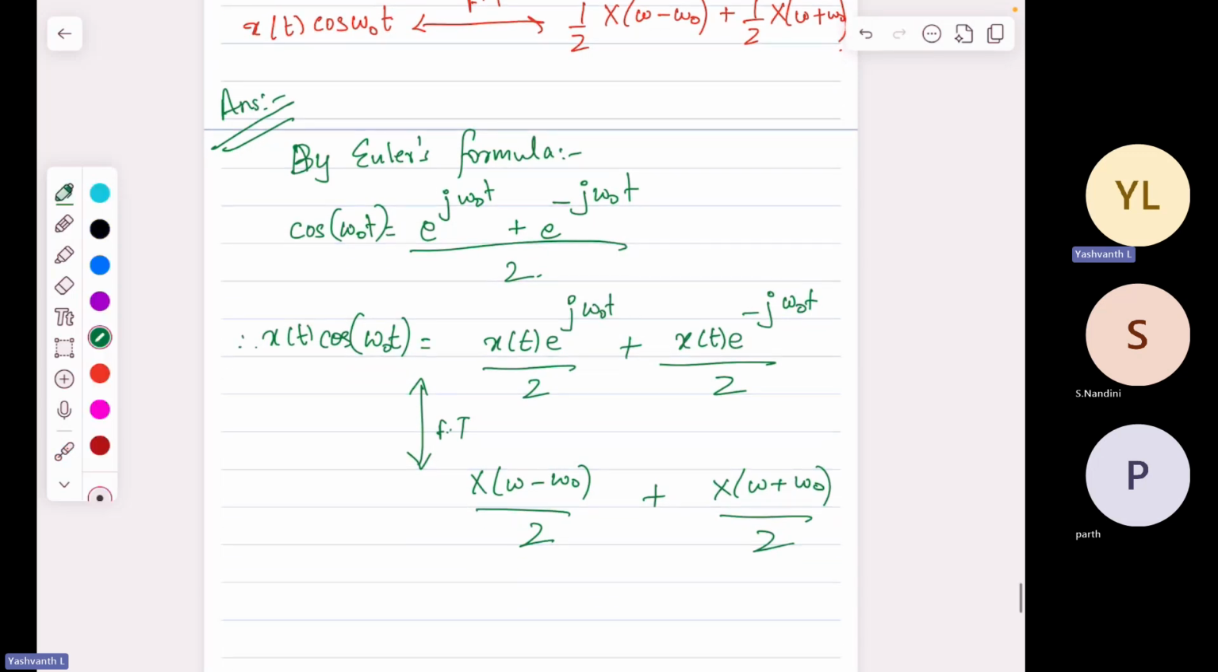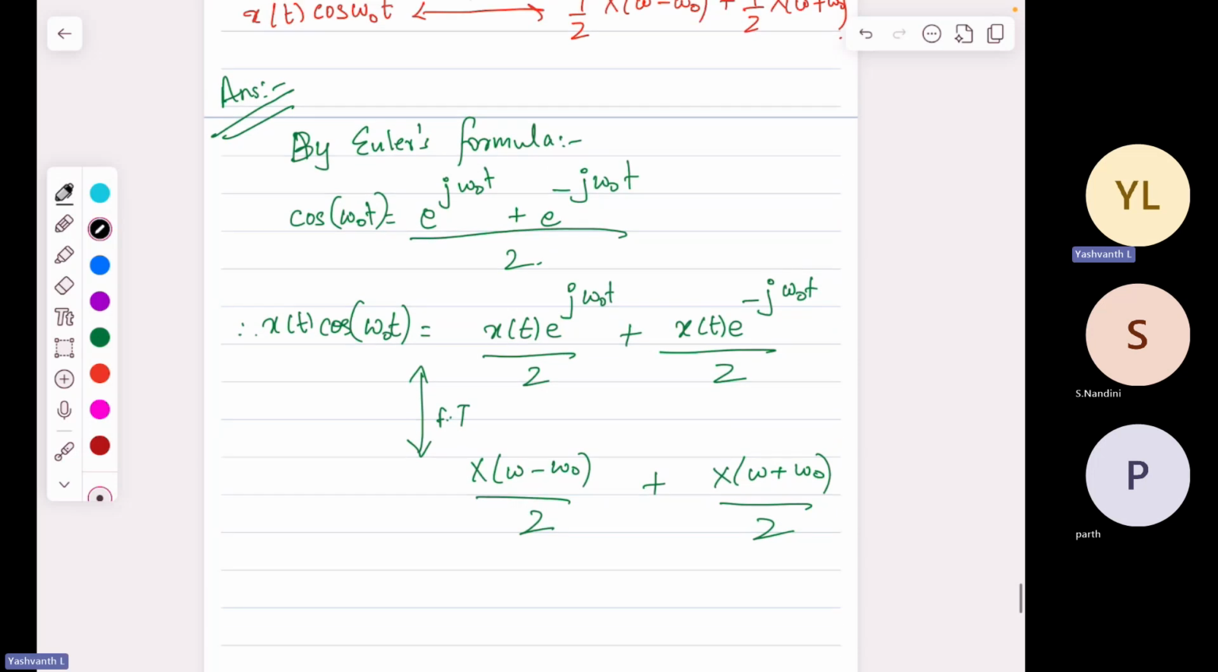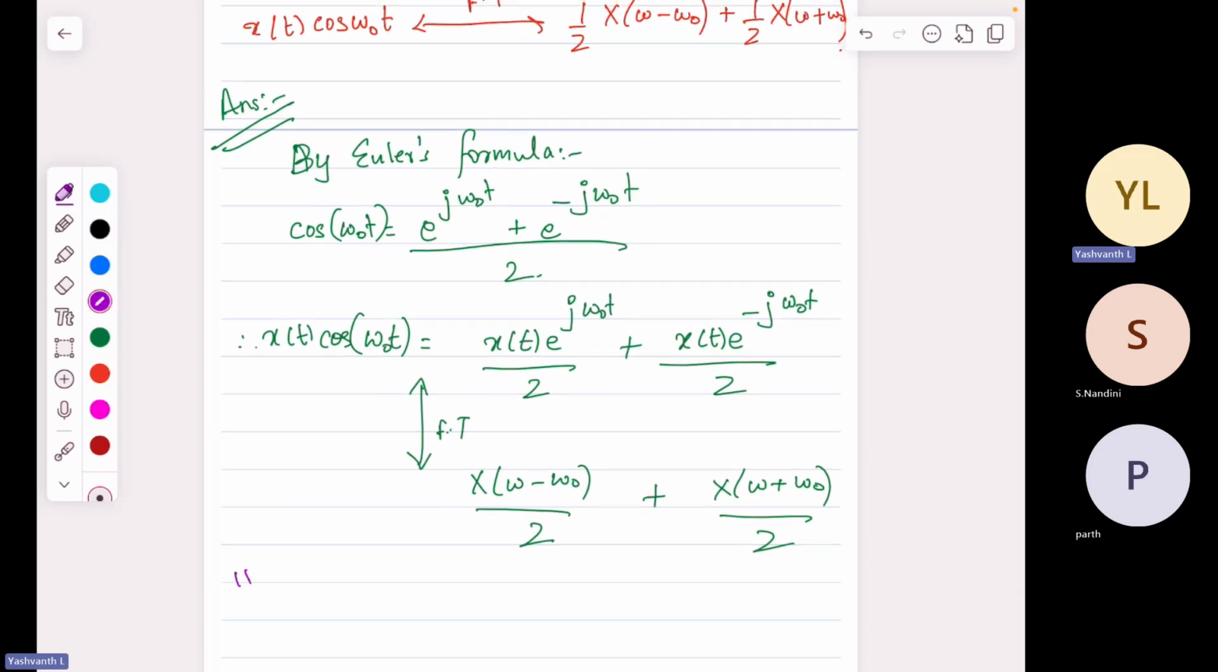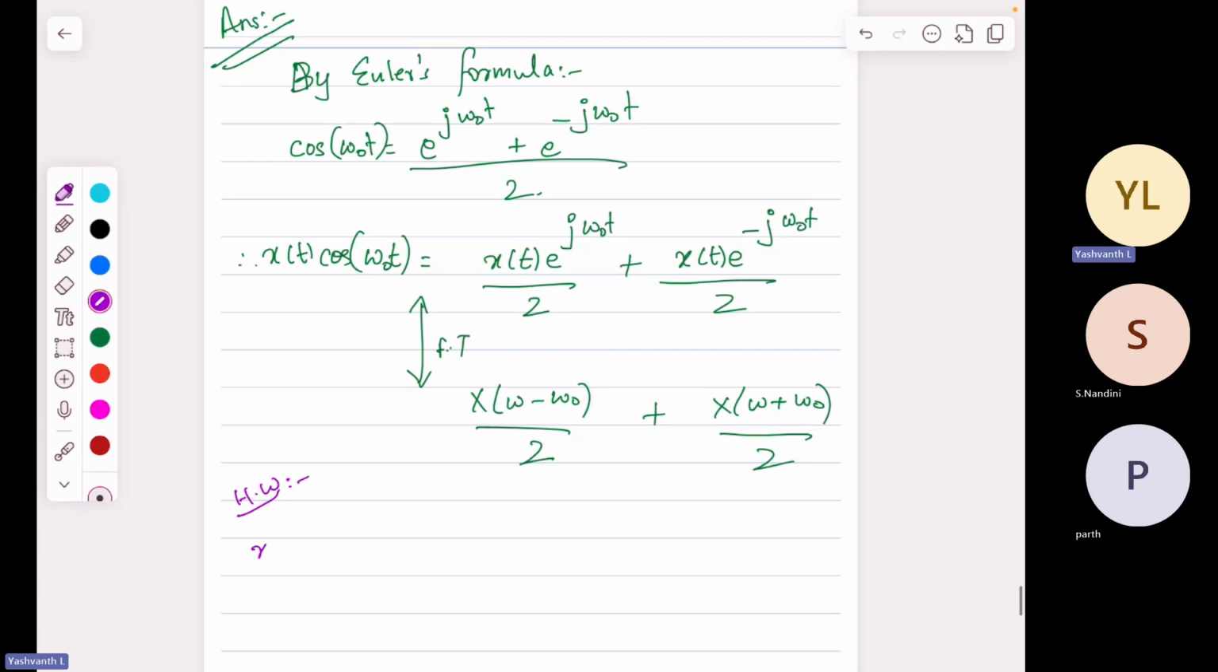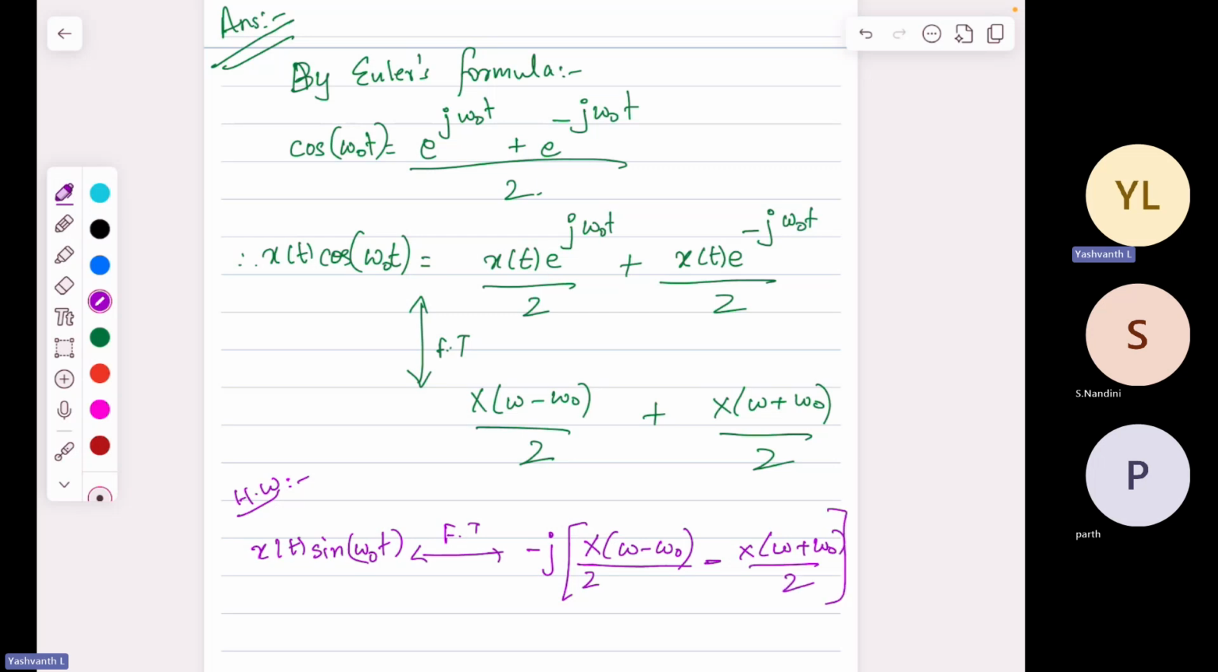As homework, you prove the other also. Show that x of t into sine omega naught t, it was cos first, now for sine, has the Fourier transform minus j into half of X of omega minus omega naught minus X of omega plus omega naught. The approach is the same. Apply Euler's formula for sine omega naught t and then apply the frequency shift.